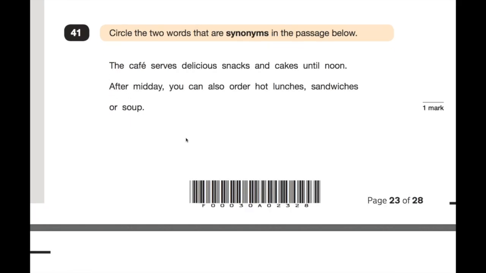Number 41 is asking you to circle the synonyms in the passage. Now, synonyms are two words that mean the same. So looking in this section here, we have noon and midday. They both mean the same thing. They both mean 12 o'clock.